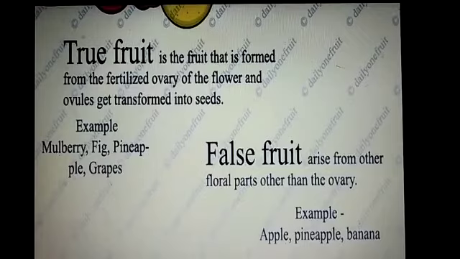False fruit arise from other floral parts, not only the ovary. For example, apple: the edible part of the apple is the thalamus. In true fruit, only the ovary develops into the fruit, and in false fruit, another part of the flower is also involved in developing the fruit along with the ovary.